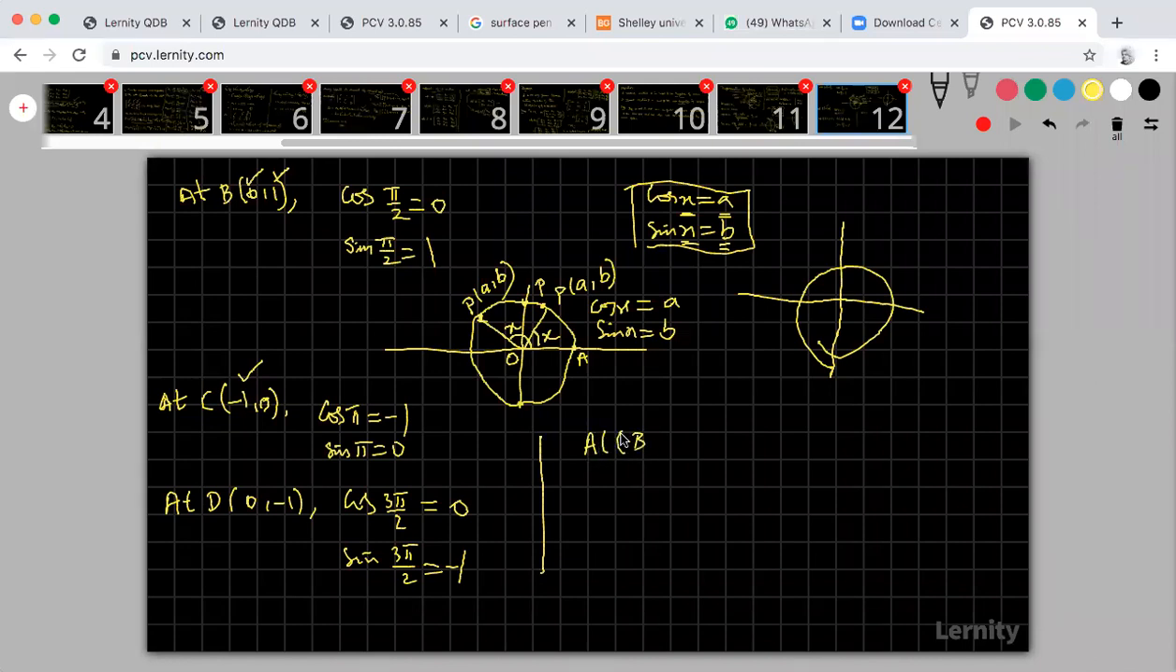So suppose I am considering one full revolution at A, which is equal to (1, 0). One full revolution means my x is equal to 360 degrees or 2 pi radians. Okay, I'm going to consider 2 pi radians or 360 degrees. So therefore at x, A is equal to (1, 0). Suppose I'm considering 360 degrees, what is my sine 2 pi? What is my cos 2 pi?